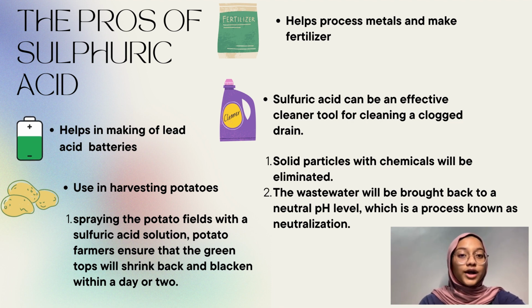Third, it also helps process metals and make fertilizer. Fourth, sulfuric acid can be an effective cleaning tool for cleaning a clogged drain, where solid particles are eliminated with chemicals. Second, the wastewater will be brought back to a neutral pH level, which is a process known as neutralization.